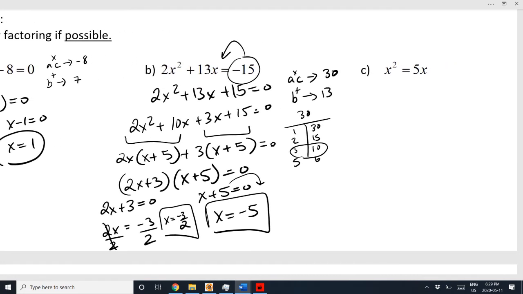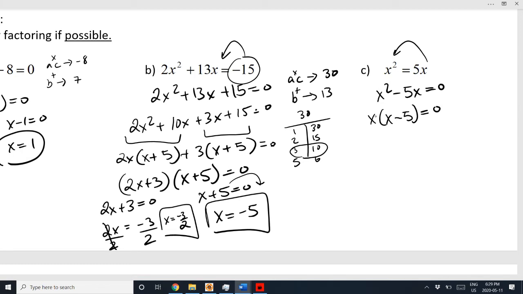Let's try example C. The first thing we're going to do is move everything to one side. So let's move this over here. So we have x squared, and when it jumps over the equal sign, we're going to get negative 5x is equal to 0. The next thing we're going to do is factor. We can see x is common in both of these. So let's take that out. We'll bring it to the front. And we'll have x minus 5 is equal to 0.